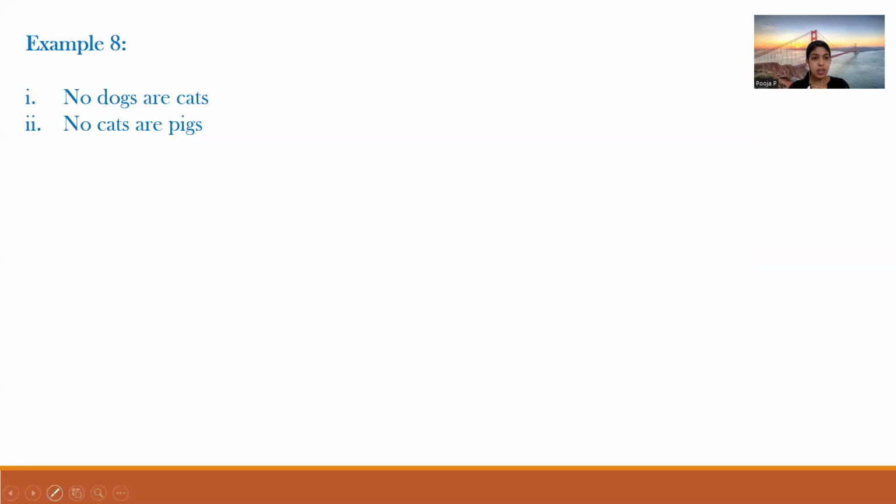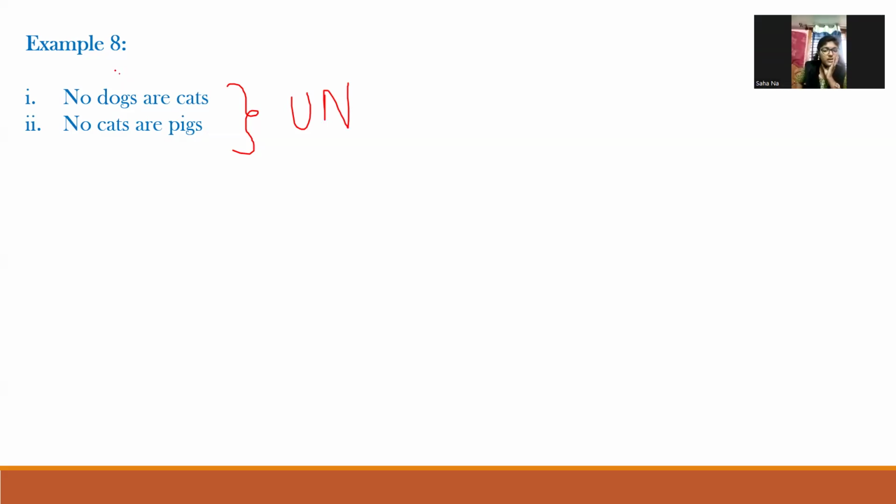This example: premise 1, no dogs are cats. Premise 2, no cats are pigs. Quickly, which is the subject, predicate, middle term, and what kind of statements? Both are universal negative statements, very good. In premise 1, dogs is the subject and cats is the predicate. In premise 2, cats is the subject and pigs is the predicate. The middle term is cats.